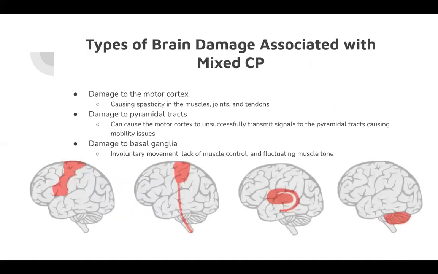Types of damage associated with mixed CP. Damage to the motor cortex causes spasticity in the muscles, joints, and tendons. Damage to the pyramidal tracts can cause the motor cortex to unsuccessfully transmit signals, causing mobility issues. Damage to the basal ganglia causes involuntary movement, lack of muscle control, and fluctuating muscle tone.